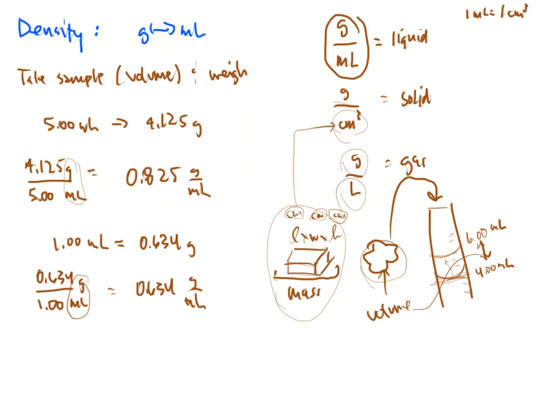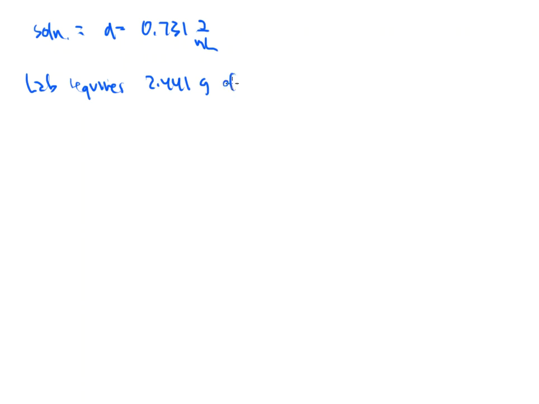However, the other half of this discussion is going to be how to use density. So let's say that I have a solution, and that solution has a density, which is D. That's what it's found in the Merck. Let's say the density of that is 0.731 gram per mL. And let's say that I'm given a problem, and that problem is the lab requires 2.441 grams of substance.